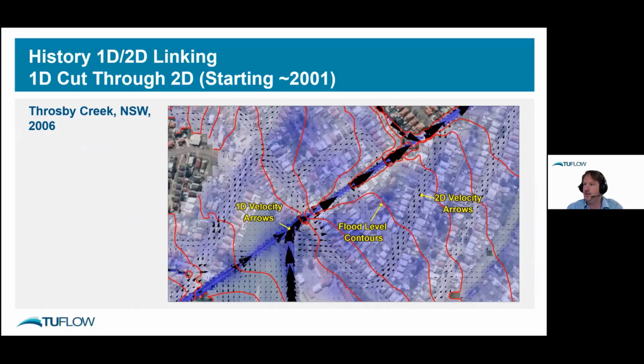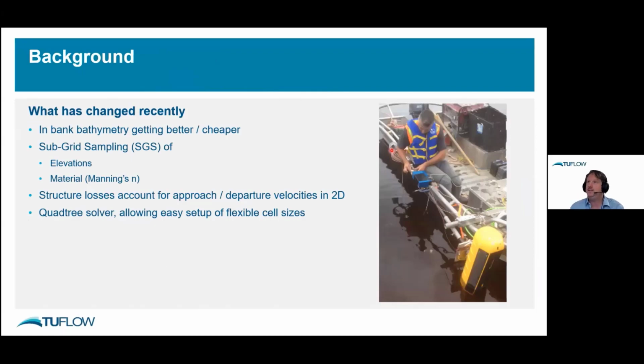So that's an example of the original output from that study. We've got red water level contours and depth and velocity outputs. In the main channel here, it's 1D and dynamically linked with 2D. So what's changed? As I mentioned earlier, the in-bank bathymetry is getting better and cheaper rather than sending surveyors out to get discrete cross-sections. And there's also been a few advances in the hydraulic model.